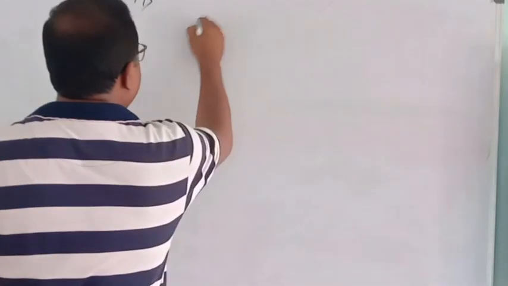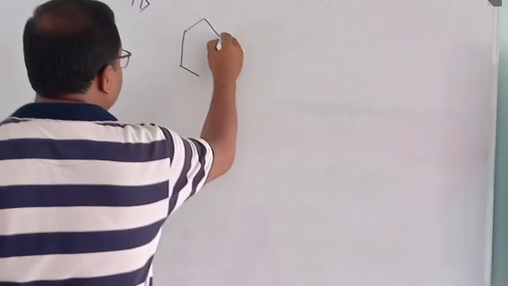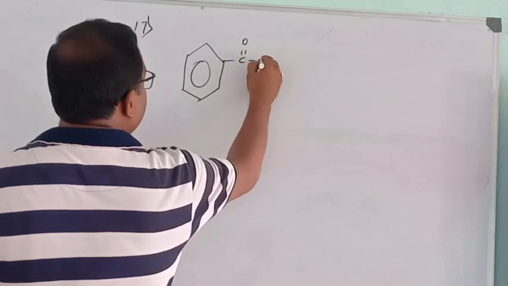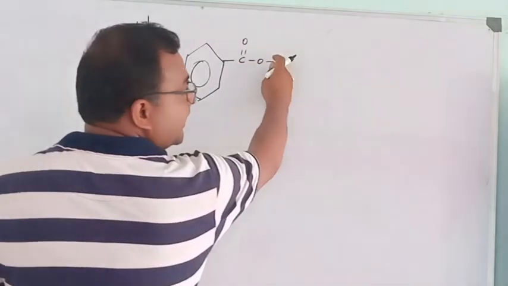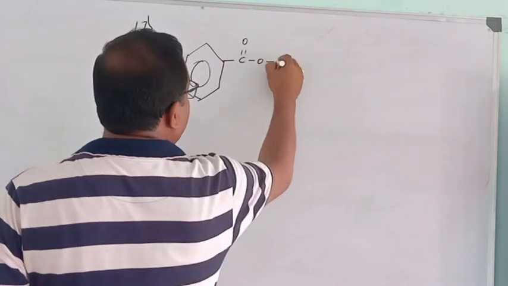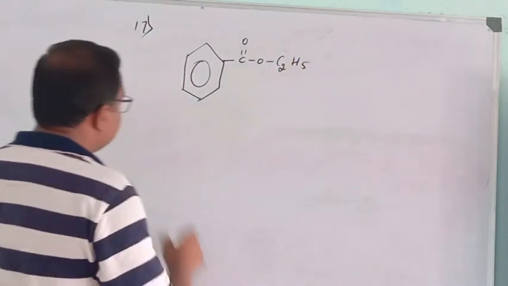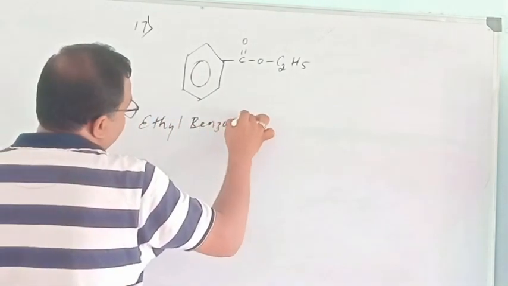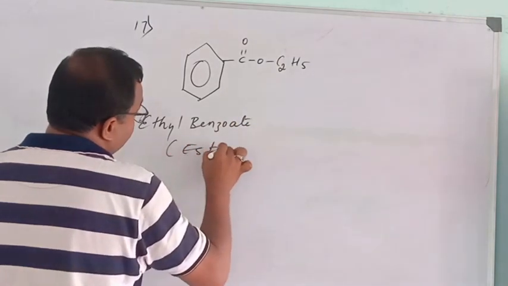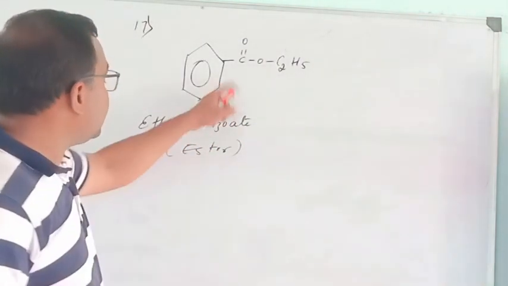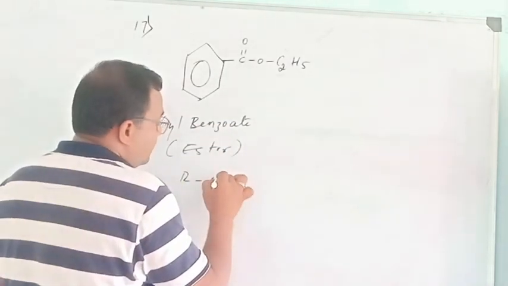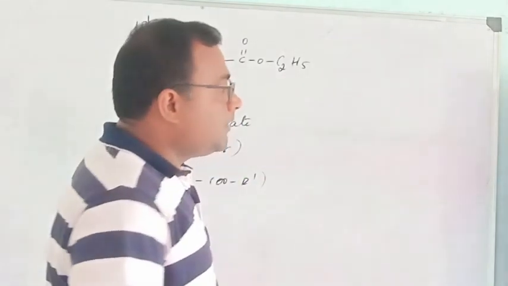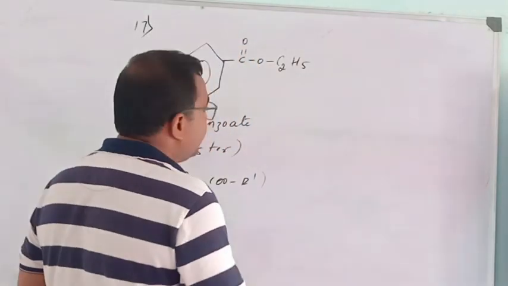Benzoates are esters. This is the ester, ethyl benzoate. The functional group of an ester is COOR. It reacts with PCl5, phosphorus pentachloride.